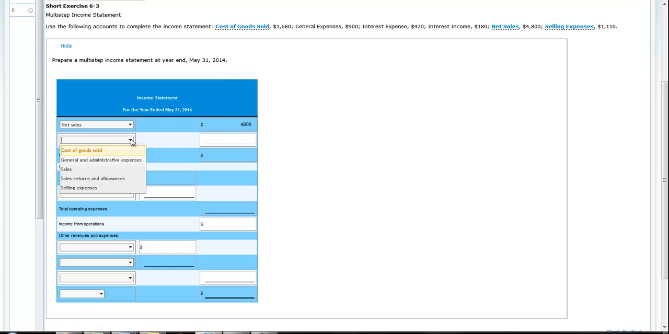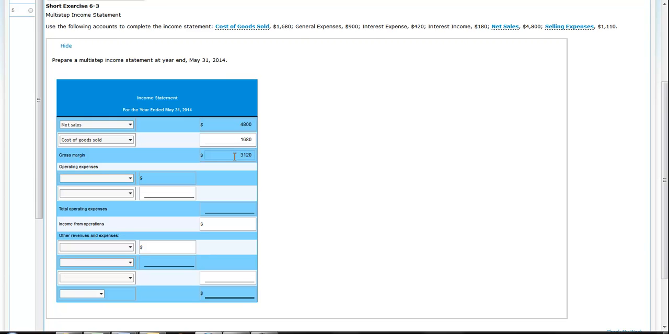So then we take our net sales and we subtract out our cost of goods sold. Now our cost of goods sold are going to be all the costs and expenses that are incurred that have to do with the product that we are selling. So our cost of goods sold is $1,680. So revenues minus expenses, net sales minus cost of goods sold, gives us our gross margin. So you calculate gross margin by taking the $4,800 you have earned in your net sales minus your $1,680 of cost of goods sold, and we come up with a gross margin of $3,120. But we're not done.